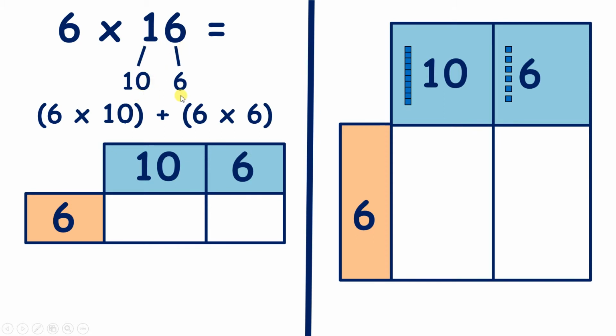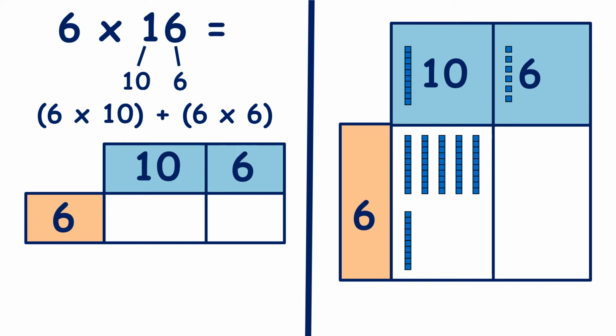So now pause the video and see if you can work out 6 times 16 by finding 6 times 10, then finding 6 times 6, and then adding your answers. So we have 6 times 10, so we have 10, 20, 30, 40, 50, 60. So 6 times 10 is 60.